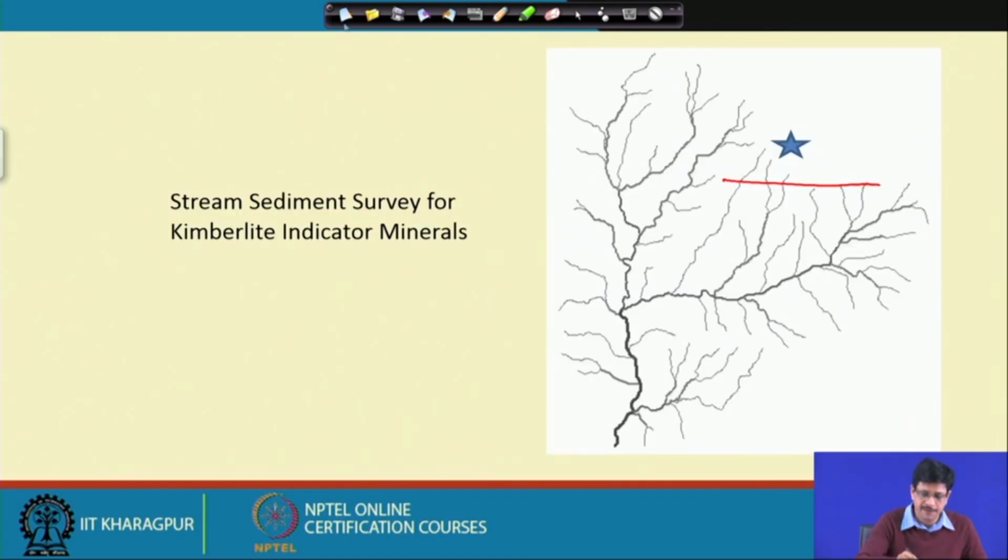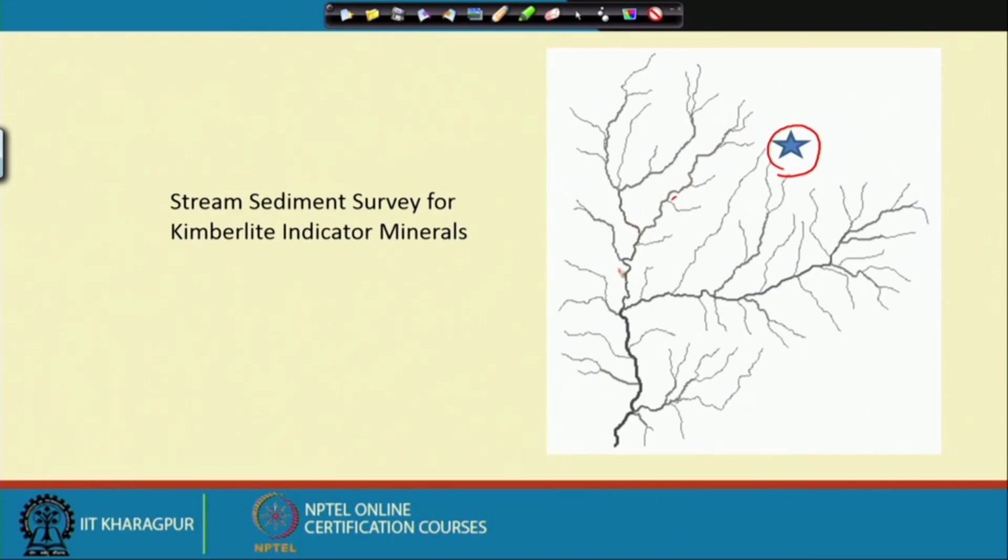This is just a schematic, a sketch to show what exactly happens in a stream sediment survey. If we think that this is the hidden kimberlite body here, this is an area which is dissected by a pattern of drainage. As we all know, the smallest ones are the first order streams. The first order streams join to give rise to the second order streams, and then the second order streams join to give the higher order streams.